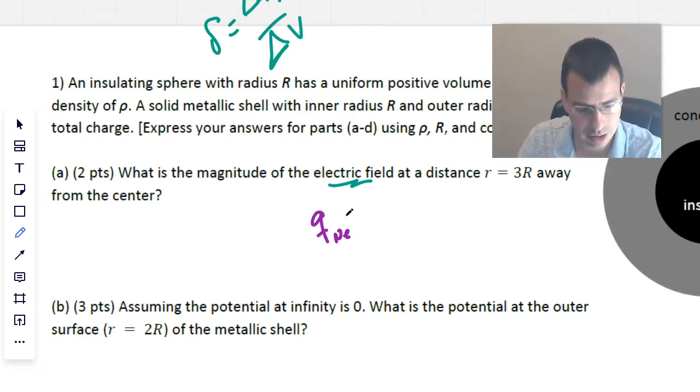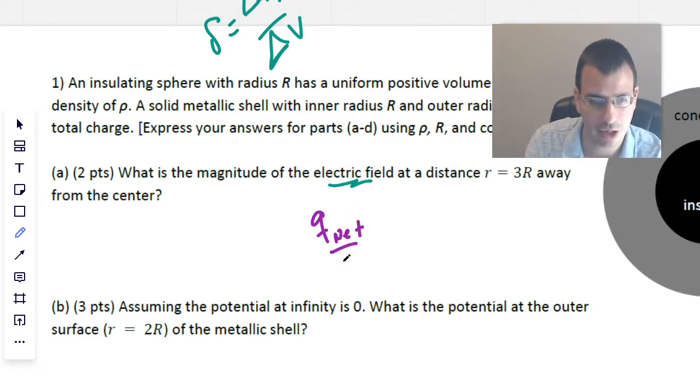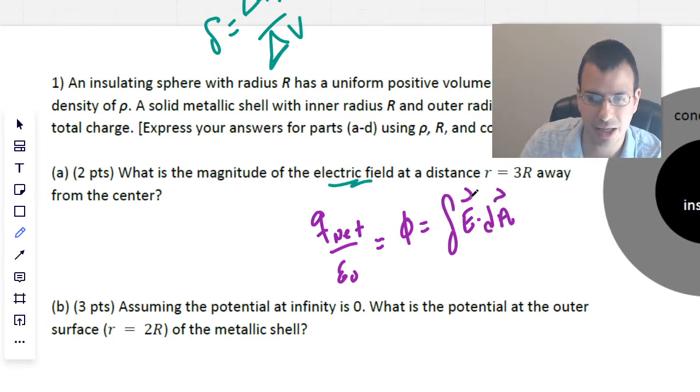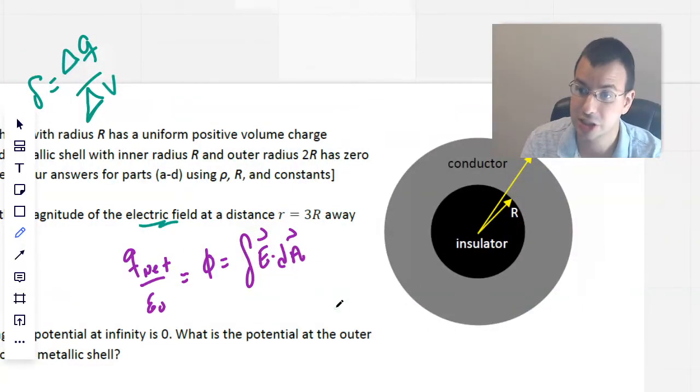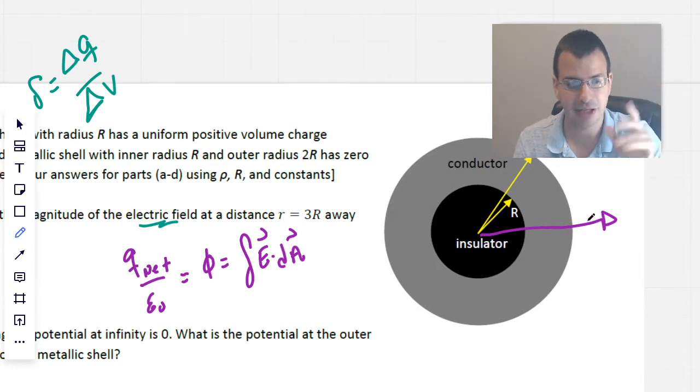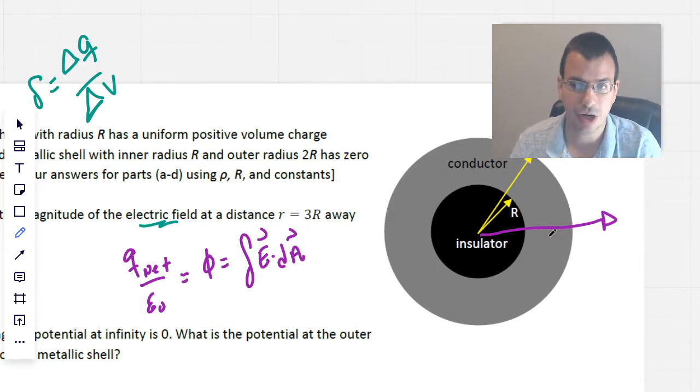So Q net over epsilon naught equals electric flux, which will equal integral E dot dA. To explain this a little bit, Q net is the total charge, epsilon naught is a constant. This is the electric field. It is a vector, and one of the details about it that's important is when you draw electric field lines, it's assumed for a positive that you start at the positive and it points outward radially.